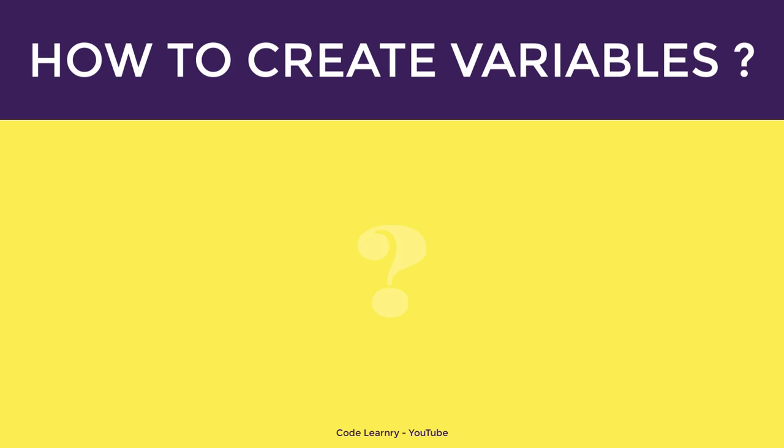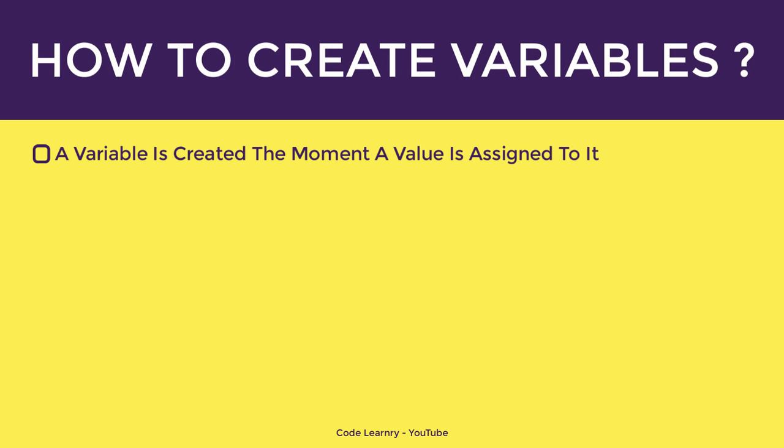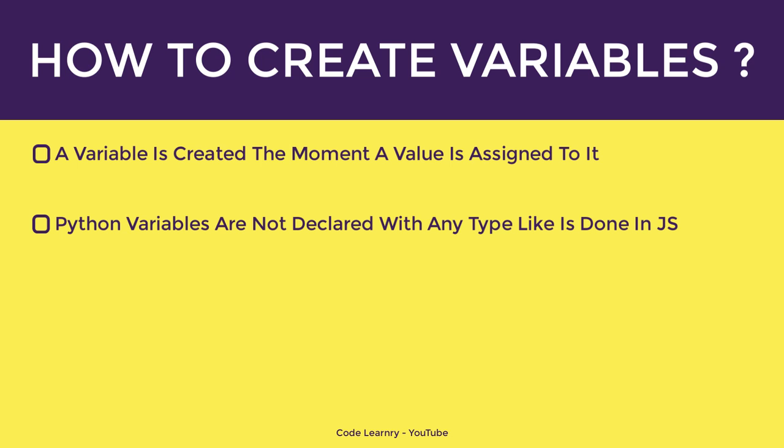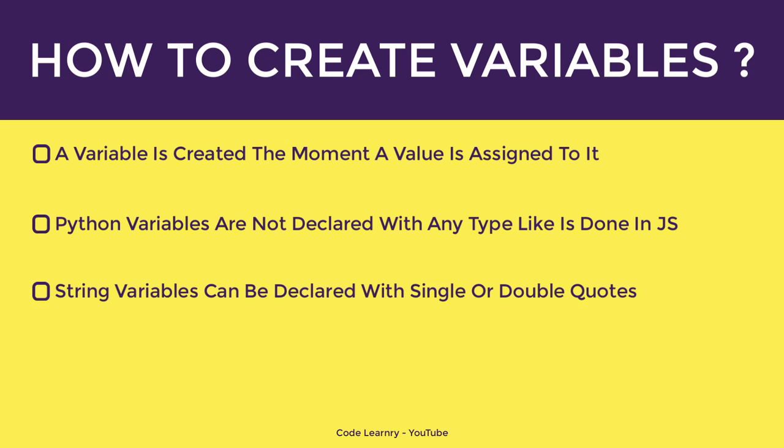Now let's talk about how to create a variable. So in Python, a variable is usually created the moment you first assign a value to it. Python variables do not need to be declared with any particular type and can even change type after they have been set. String variables can be declared either by using single or double quotes.